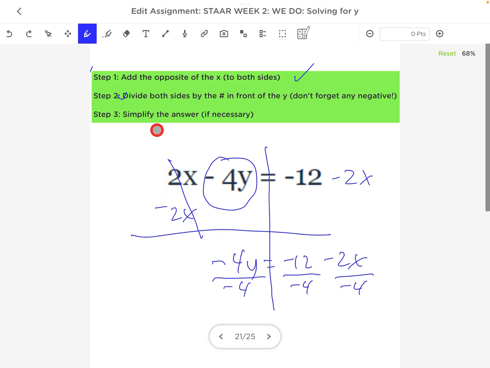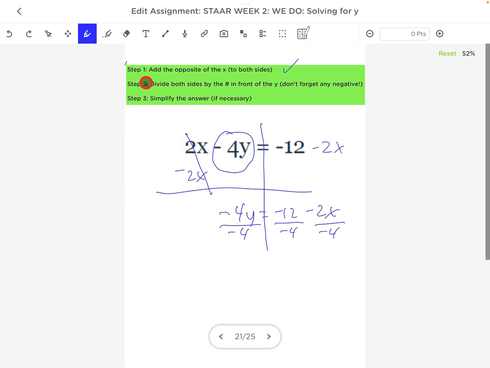Now step number three, we're going to simplify the answer. Simplify means we're just going to put it into the calculator if it's necessary. So let's go from left to right. We know these negative 4's over here cancel out, right? We're going to bring down the y equals. Okay, so let's start over here. Negative 12 divided by negative 4.